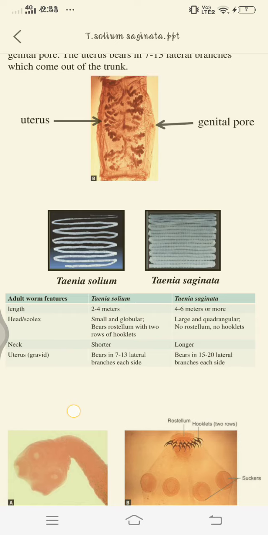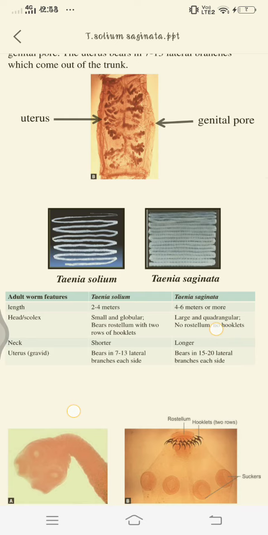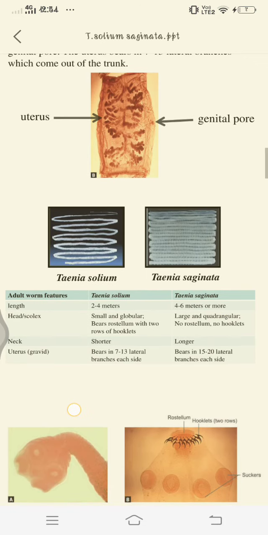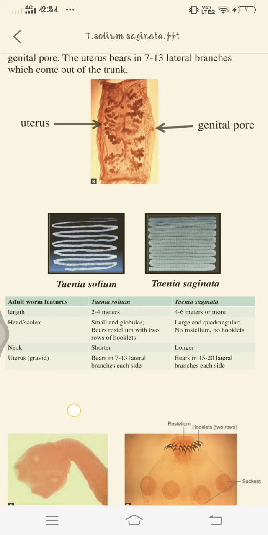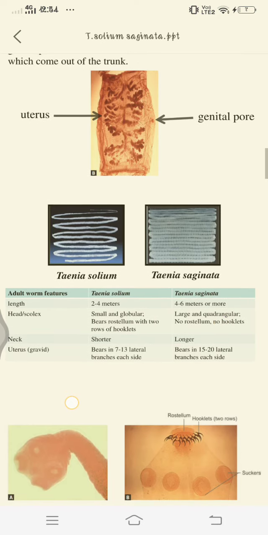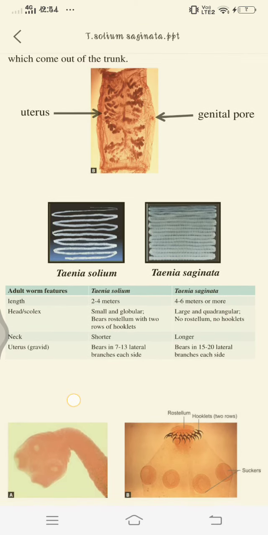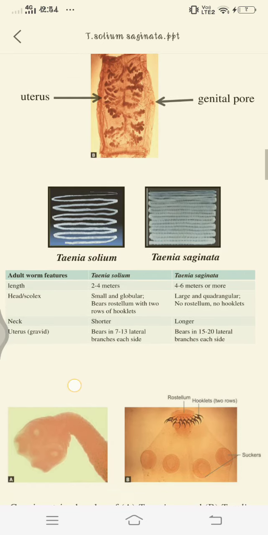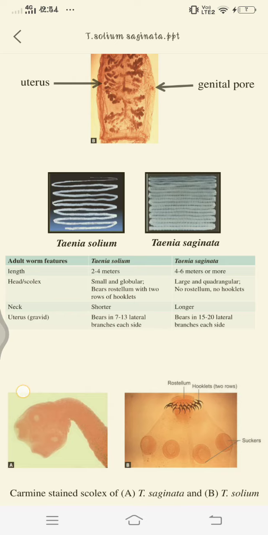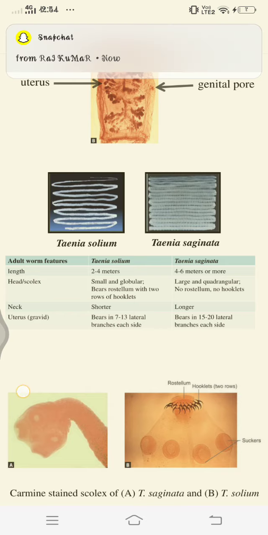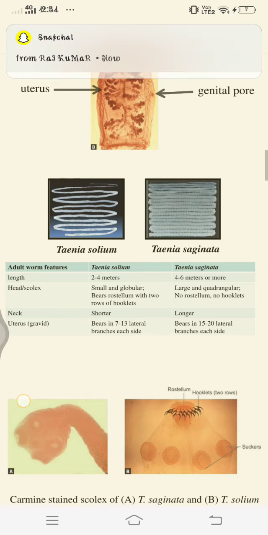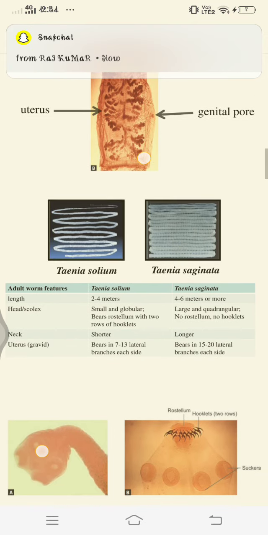So you can imagine the picture of saginata after learning solium. Remember, the head is there, but no rostellum, no hooklets, only a large quadrangular shape. The neck is shorter in solium, as we have just learned, and longer in saginata. The uterus is present in the gravid segment; as I said, the other organs fade away in the mature segment, and at last only the uterus and genital pore remain.